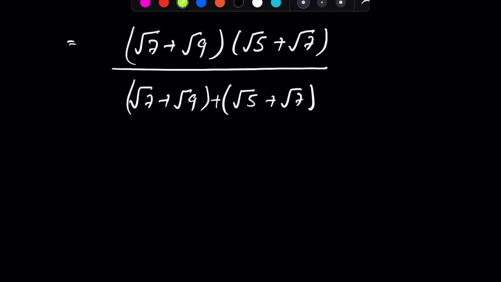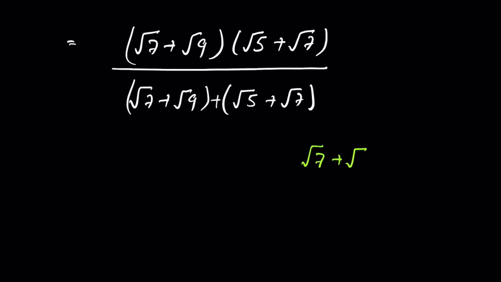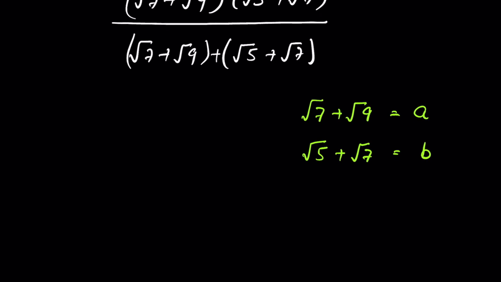Now let's consider square root of 7 plus square root of 9 is equal to a and square root of 5 plus square root of 7 is equal to b. In that case, we have a times b upon a plus b.